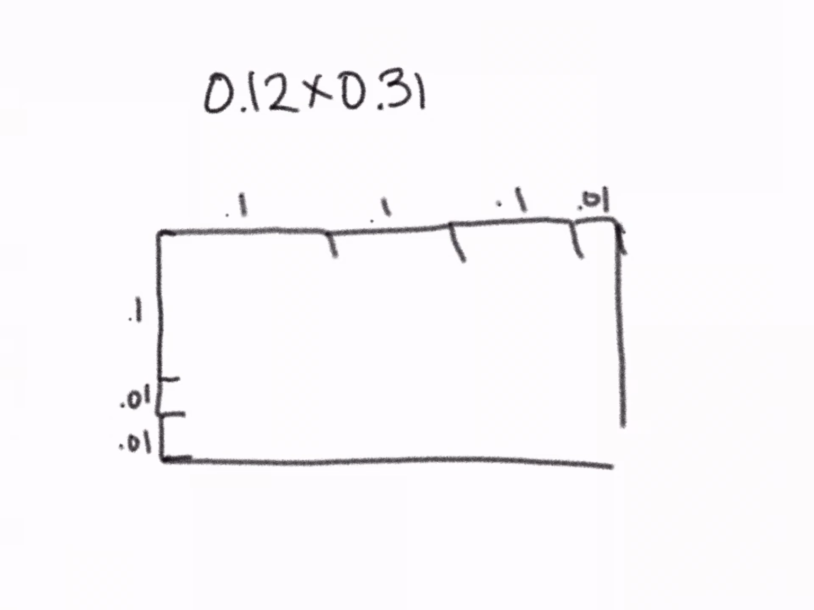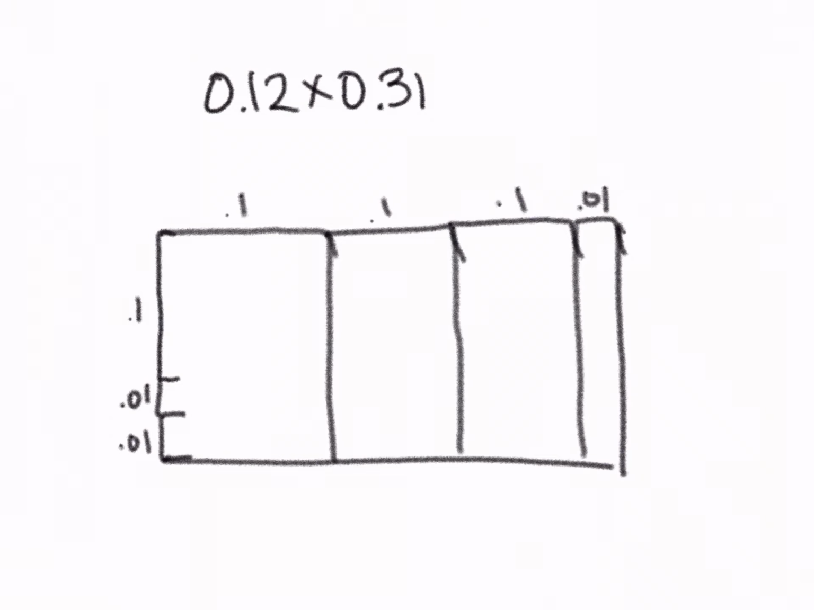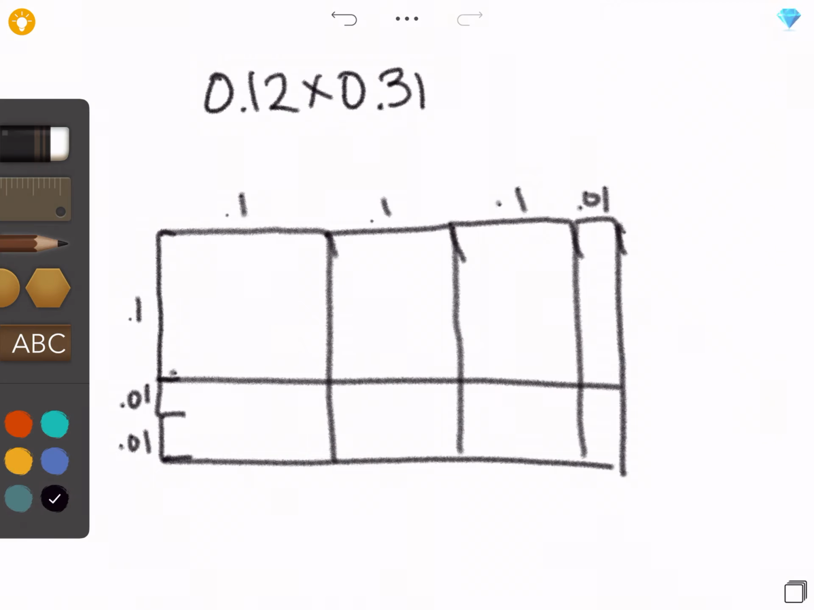So I'm going to draw in all my lines so that I can fill in the area of the rectangles that I'm drawing. And so the answer of 0.12 times 0.31 is the area of this box inside here, right? Area is length times width. So I'm going to figure out the area of each individual box, and then I'm going to add them all together.